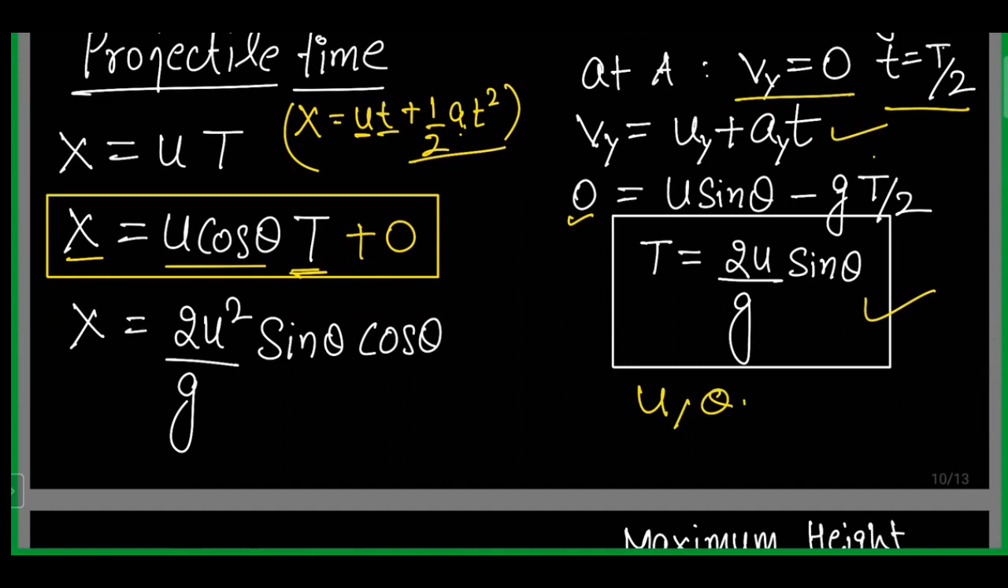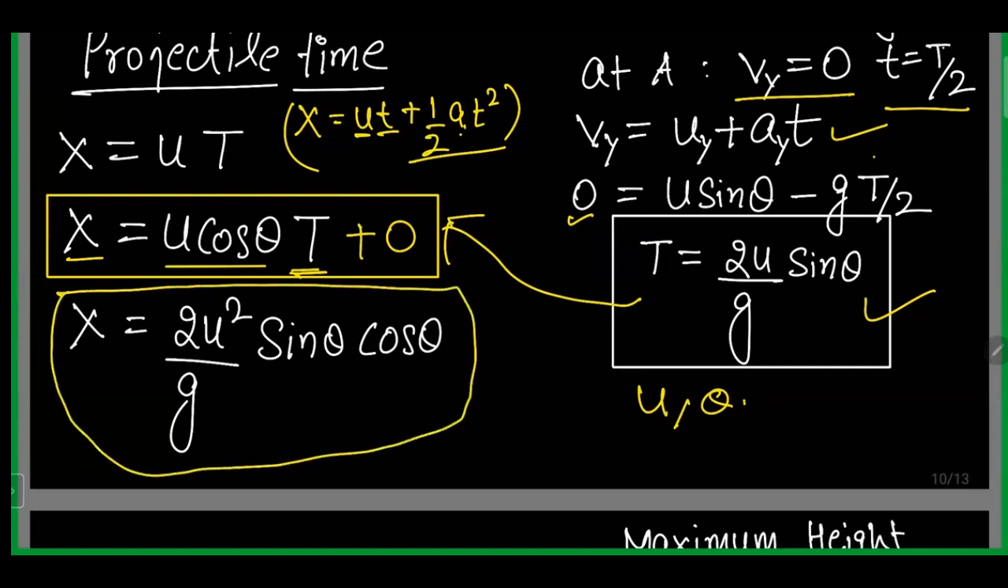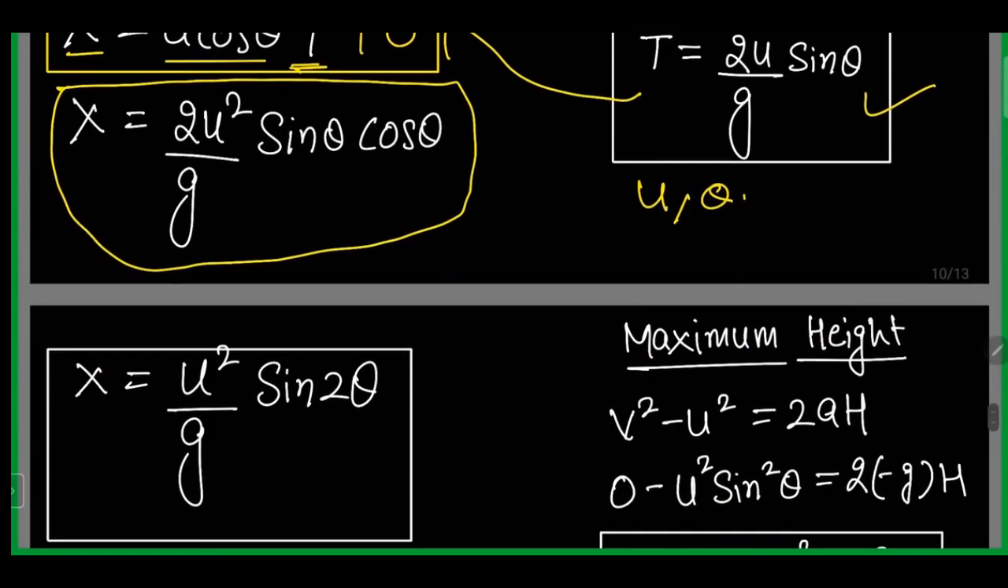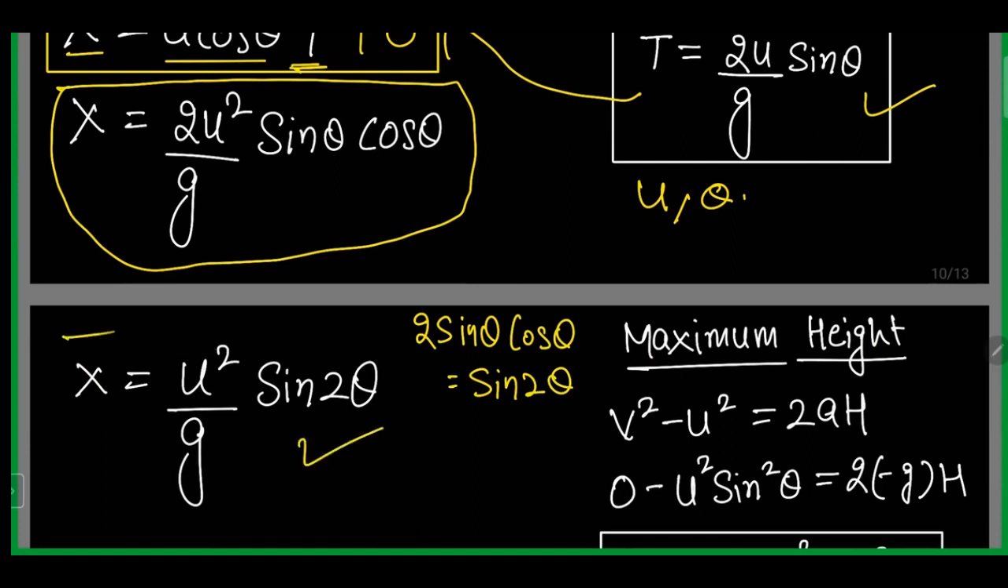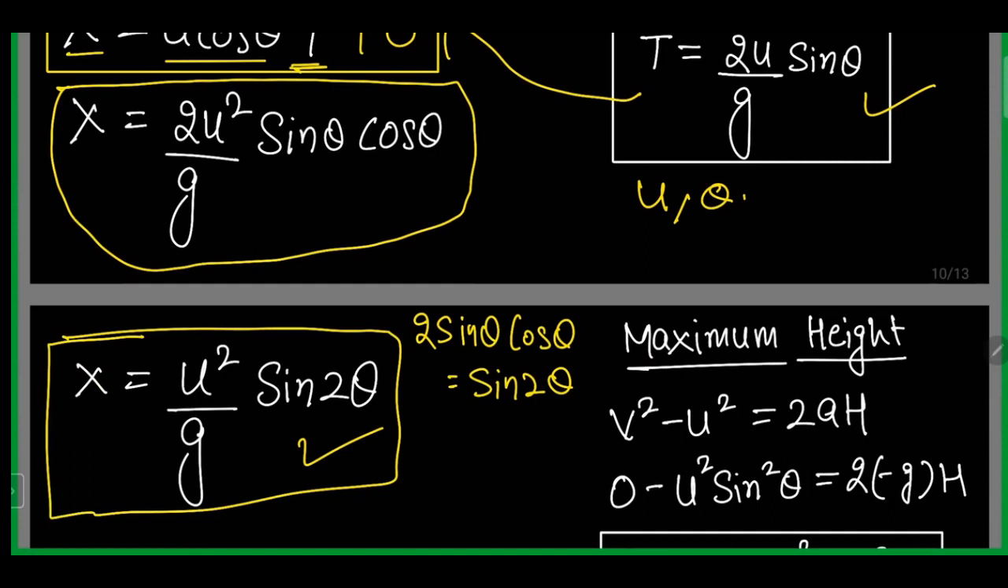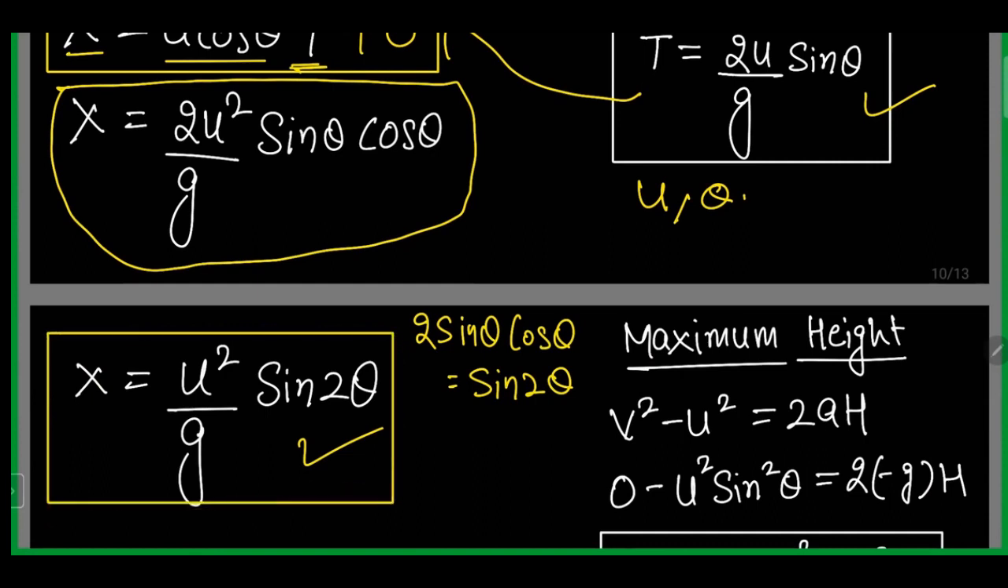Okay. Now, once you know T, you can put the value of T here. If you put the value of T here, you will get x equals 2u square cos theta sin theta by g. I can just simply use one formula, that 2 sin theta cos theta is equal to sin 2 theta. I hope that you know this trigonometry equation. So if I put this, I will get u square by g sin 2 theta. So I got my range and I got my time.